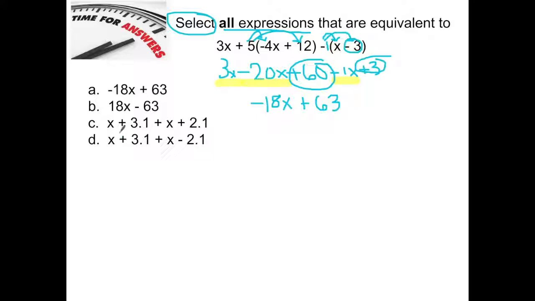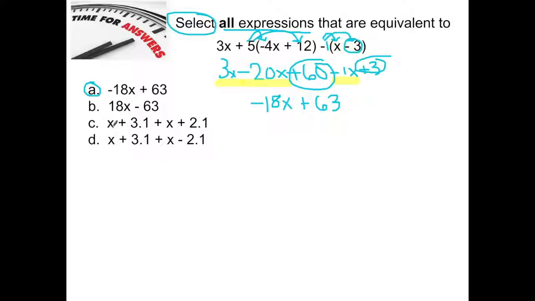Excuse me, I circled the wrong one. So A is definitely equivalent. Now the next thing to look at is our options on C and D. We know B is not because our signs are opposite.